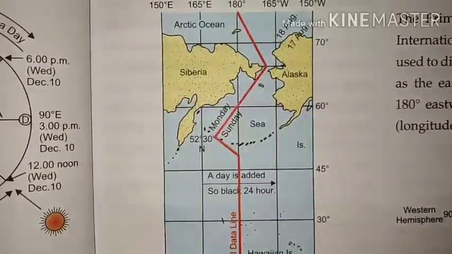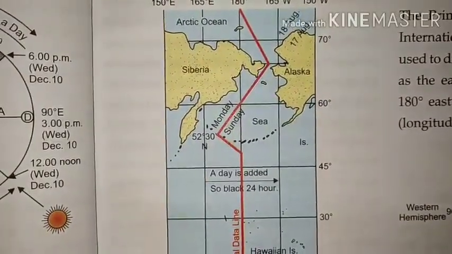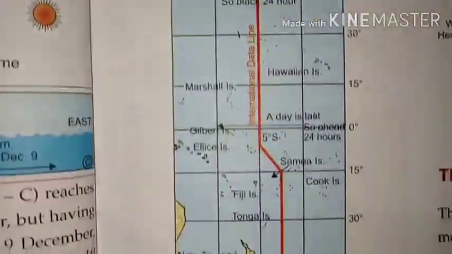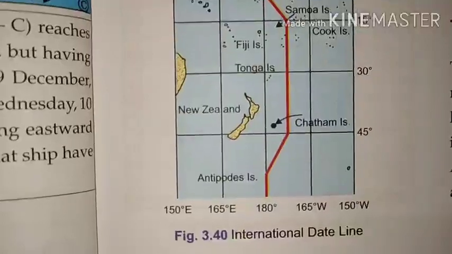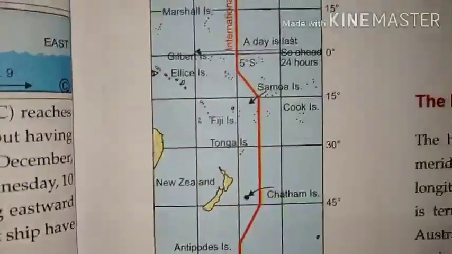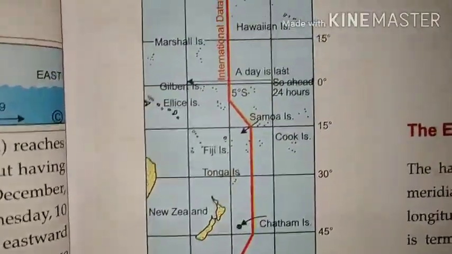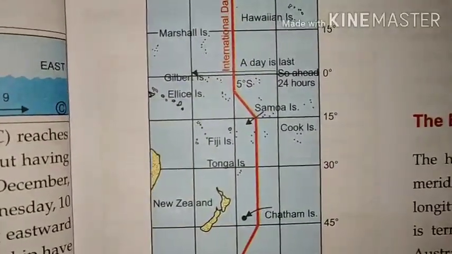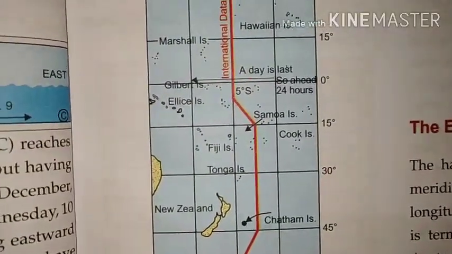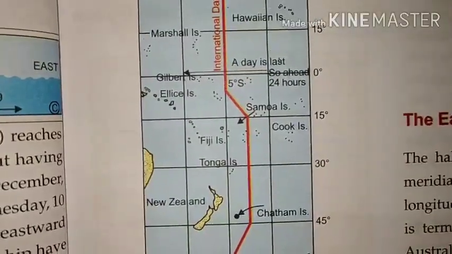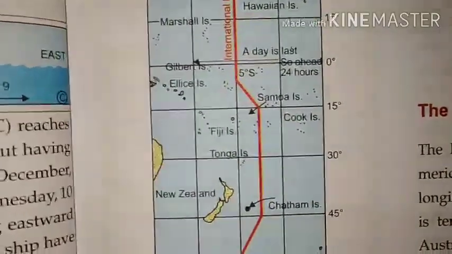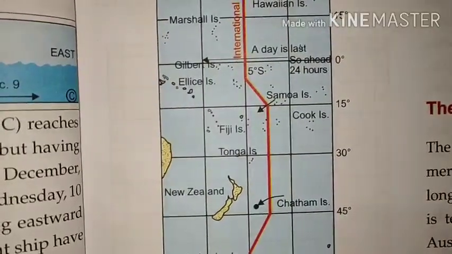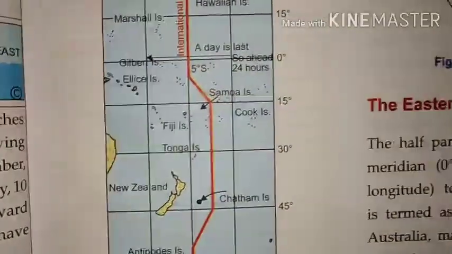It is zigzag so that it should not cross over any land mass. You can see it is only over the water bodies, and wherever land mass is there, it has been avoided so that there will be no confusion. Otherwise, if it is passing over a country, half of that country will have 8th of August and half will have 9th of August. There will be a difference of one day. That is why the country should be on either side of the international date line, so that one date has to be followed.